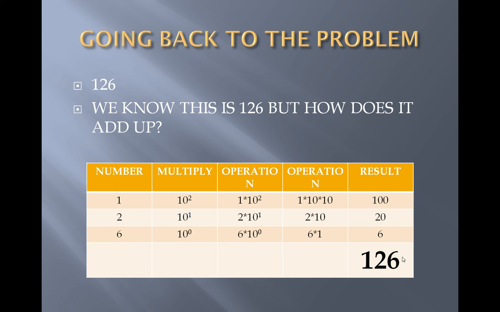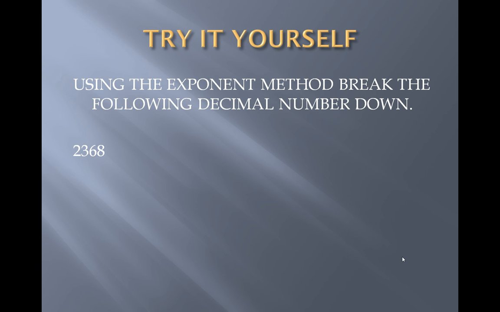Alright, so I want you to try this yourself. Using the exponent method, break the following decimal number down. The decimal number you're going to be breaking down is 2,368. So pause the video, use the method that we just used to break this number down. Make the table, it will help you out. Pause the video. When you're ready to see the solution to this problem, click play.